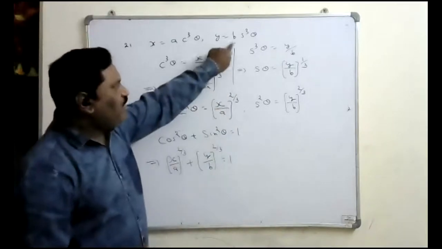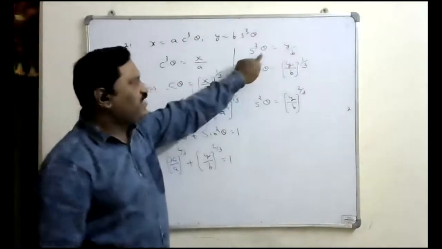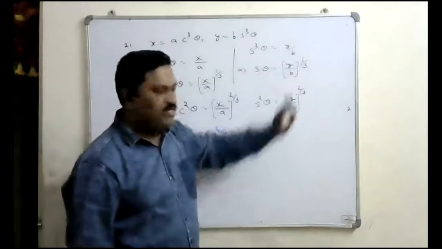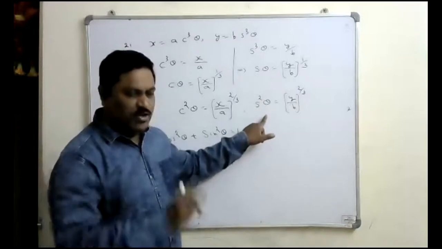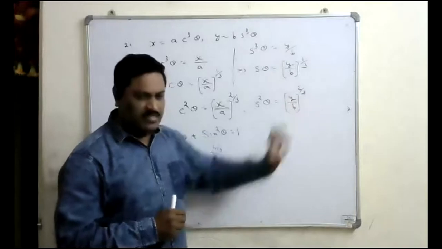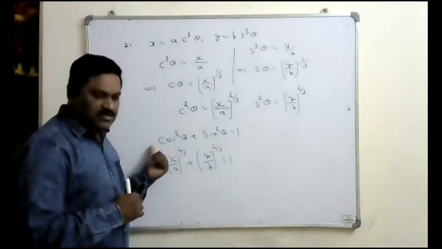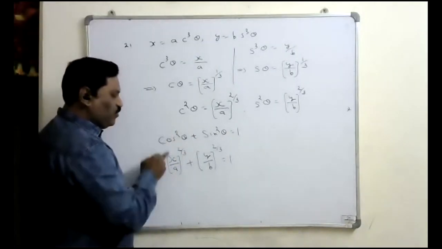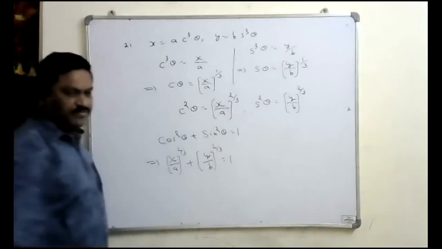Similarly, divide by b on both sides. Then y by b is equal to sin cube theta, and sin theta is equal to y by b whole power 1 by 3. Again, squaring on both sides means you have the whole power 2 on both sides. So that is equal to y by b whole power 2 by 3. Now we know the identity in terms of sin and cos: cos square theta plus sin square theta is 1. And cos square theta is x by a whole power 2 by 3, sin square theta is y by b whole power 2 by 3, so the sum is equal to 1. That's all.